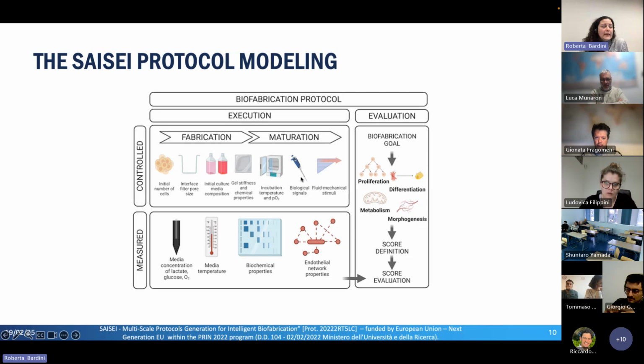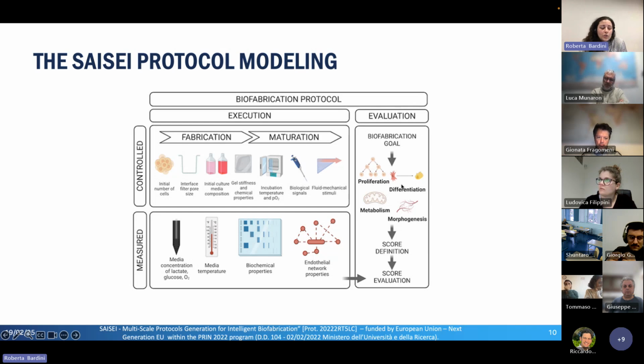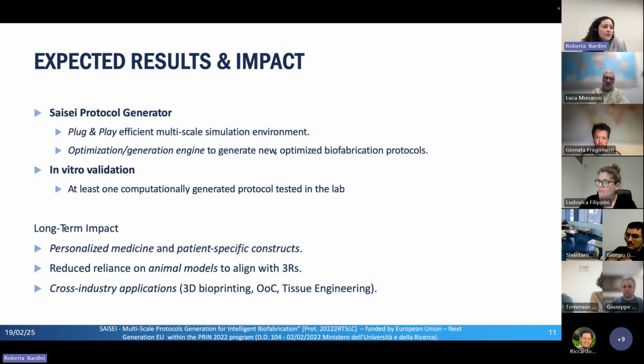According to what we measure, we can analyze our culture in time or at the end of the culture to assess how each part of the protocol is affecting the performance of the in vitro model. This is to basically obtain two things at the end of this project: the computational framework, which is able to simulate and optimize the protocols, and at least one in vitro validated protocol following the scheme I was presenting before.